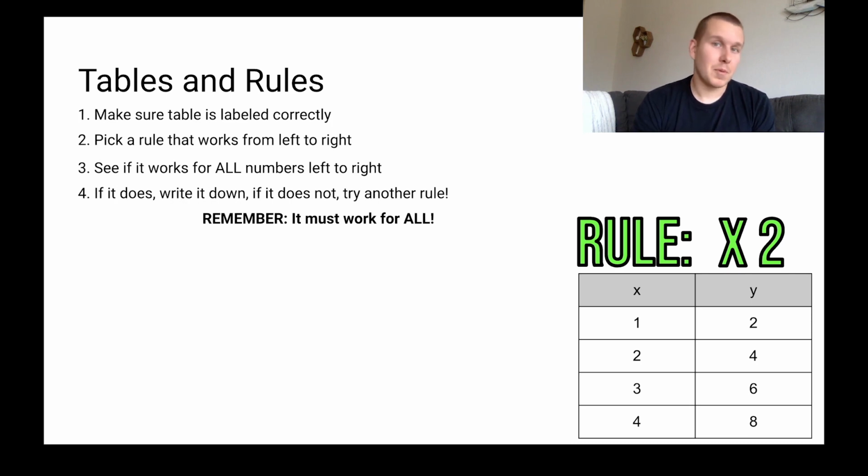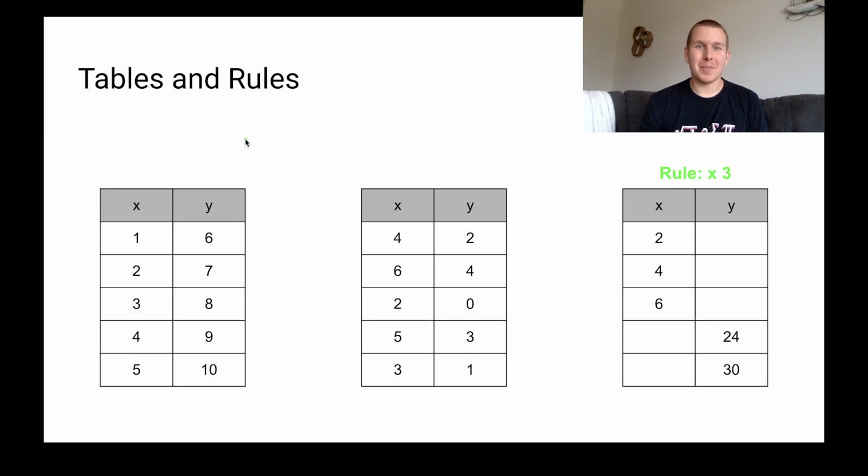So when we're coming up with rules, remember the 4 different operations that we can have: addition, subtraction, multiplication, and division. And remember, it must work for all. Let's go ahead and try a couple practice problems together. All right, it looks like we've got a couple tables here, and we're going to try to find the rules for these tables. So step 1 is to make sure it's labeled correctly. You know Mr. E's got these all labeled correctly.